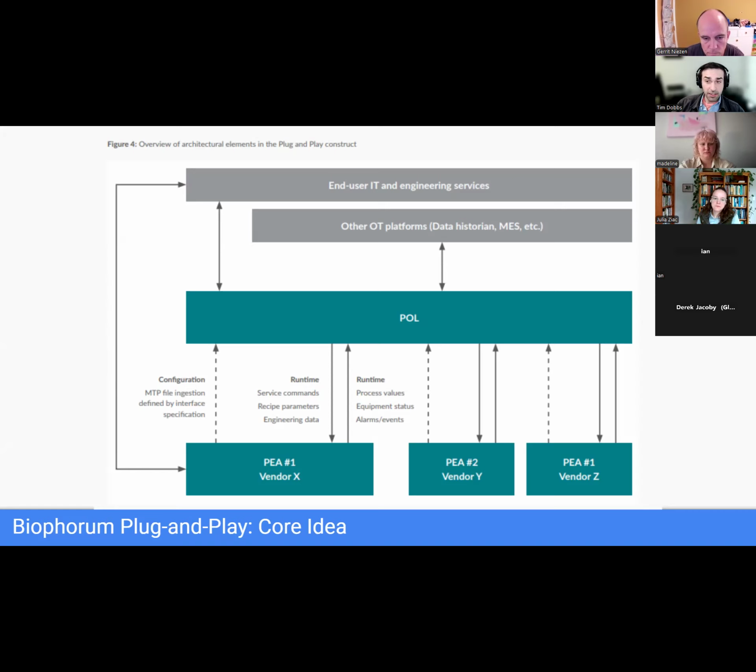Okay, so once we've configured it, now the process orchestration layer theoretically knows what it needs to know to be the commander of the whole system. And during runtime, the POL sends the P service commands. So here, do the following, based on some internal logic that it has, and then it also sends things like recipe parameters. So maybe it's something like, hey, I want you to run your cooling system, and the temperature it needs to go to is 20 degrees or 30 degrees, and it can change that during runtime. And then vice versa, the P is sending back up to the POL process values, like, what temperature is it? And then things like equipment status and alarms.